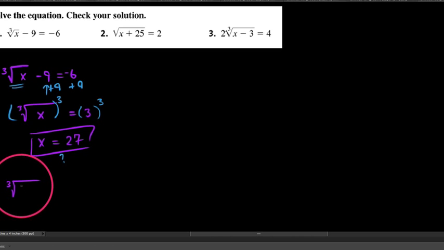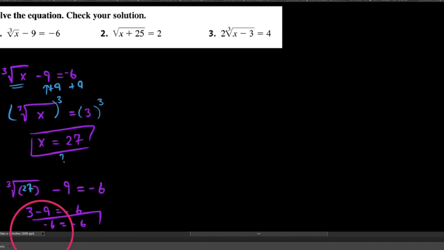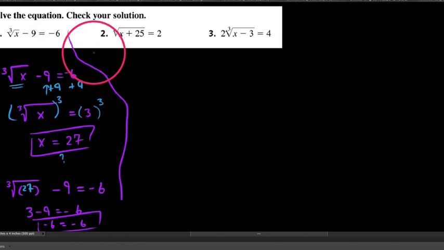So we get the cube root of x, this was taking 9 away from it and getting negative 6. And so we're claiming that this is a 27. And I certainly know that the cube root of 27 is 3, and 3 minus 9 is equal to negative 6. So this one works out. It is not always true that radical equations get solutions that are all true. So we've got to check them. So let's take a look at number 2 here.